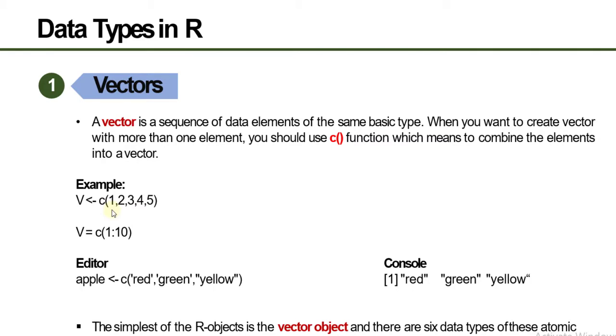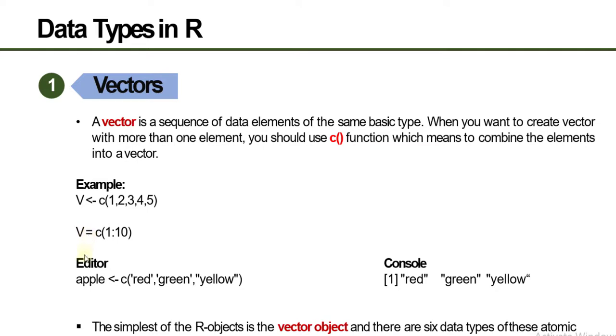So we might not need the C function if the element we are storing in the variable v is just a single element. For instance, we are saying v less than 5. So we don't have to use the C function. But inasmuch as you are storing more than 1 element into a variable, you have to use the C function. And that again is what I'm trying to show in the second example I have here, where we have a variable v assigned to store values ranging from 1 to 10. So the values in 1 to 10 are more than 1, so we have to combine them.